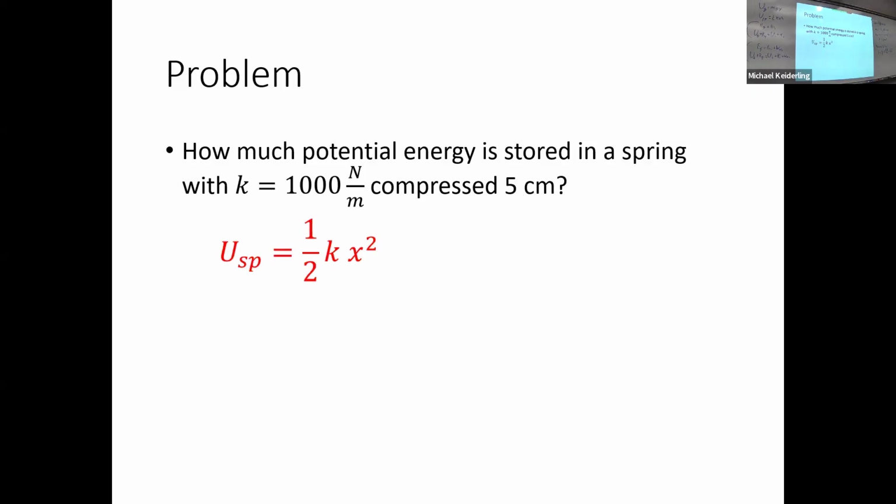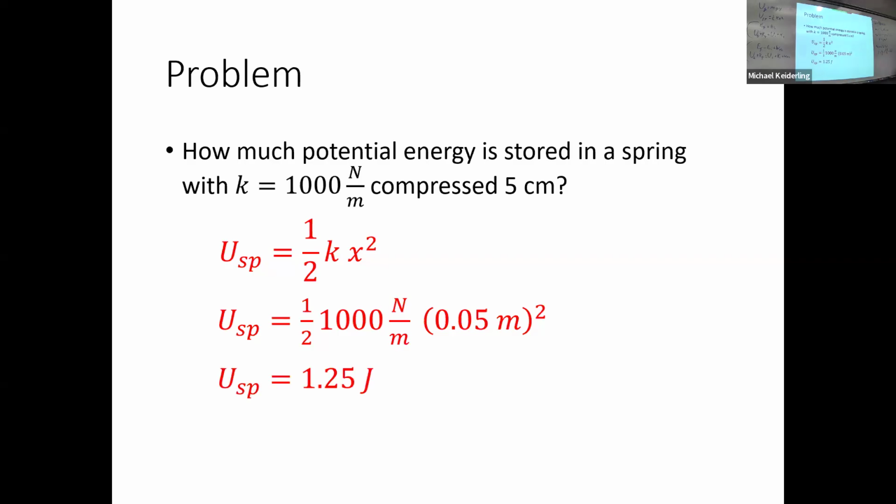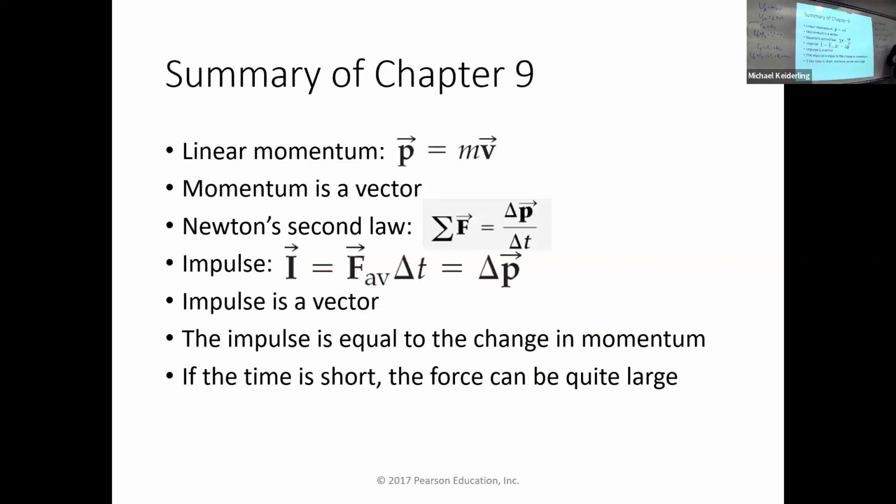So potential energy of a spring is 1/2 kx squared. So this spring is 1/2 times 1,000 newtons per meter times 0.05 meters, that's 5 centimeters, squared, which comes out to 1.25 joules. So that was chapters 7 and 8. Any questions about chapters 7 and 8?